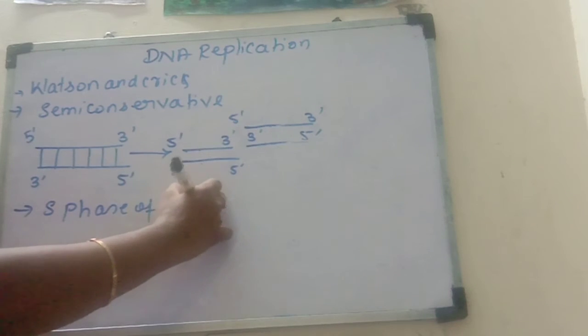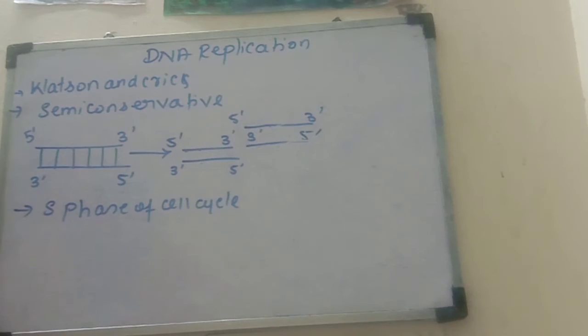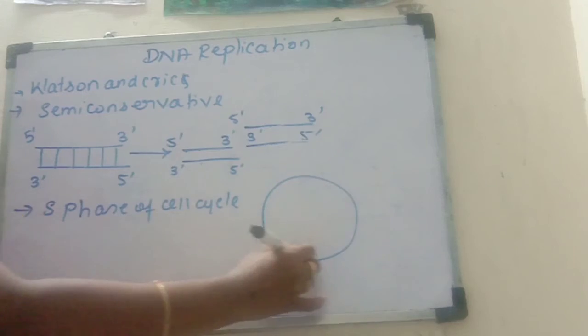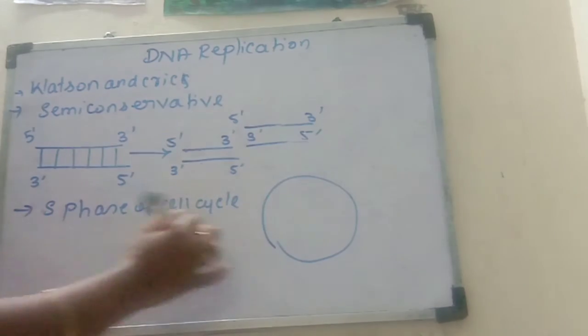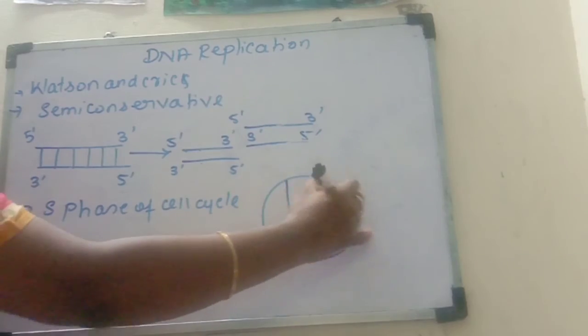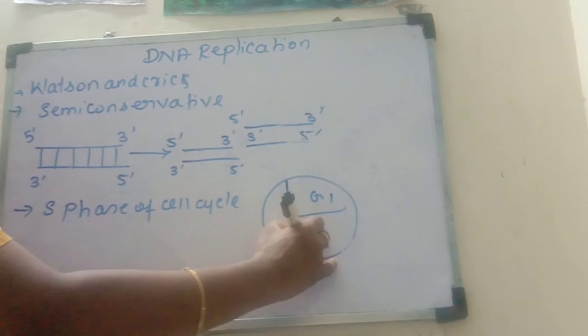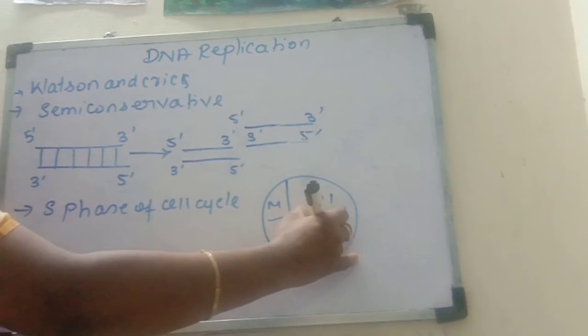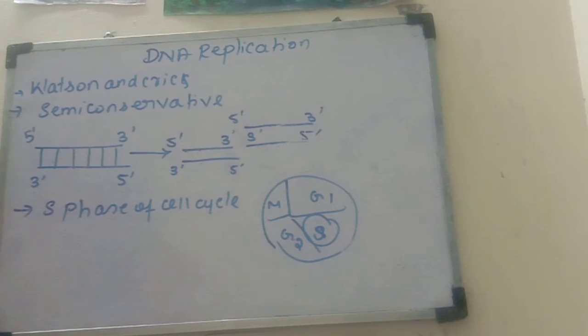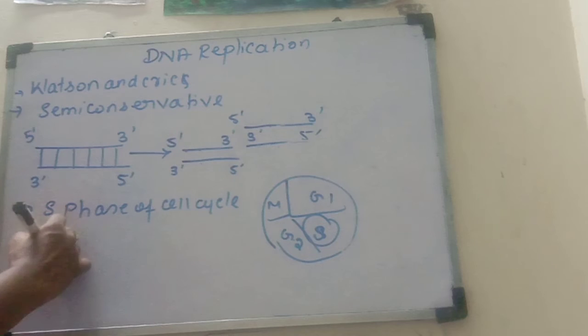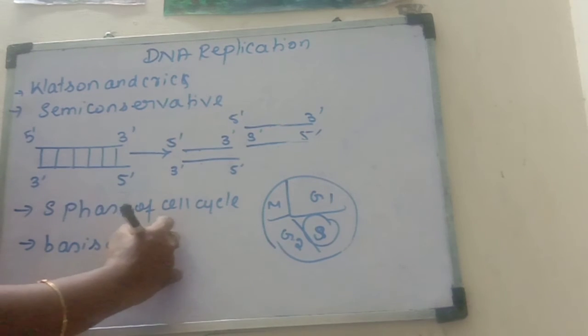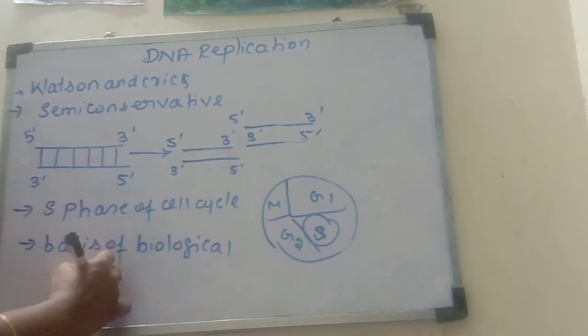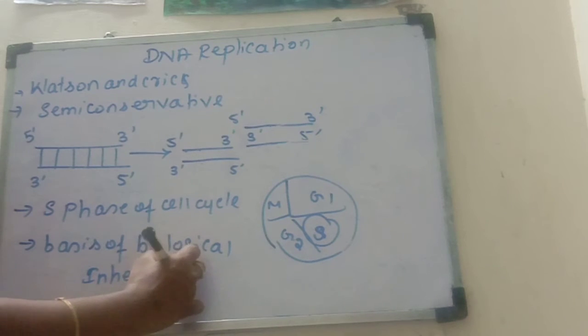Already in the 11th chapter on cell cycle and cell division you studied the cell cycle. So what is S phase? The cell cycle is divided into interphase, which has G1 phase, S phase and G2 phase, and then M phase. DNA replication occurs in the S phase of the cell cycle. DNA replication occurs in all living organisms and is the basis of biological inheritance. Okay, so these are the basic outline of DNA replication.